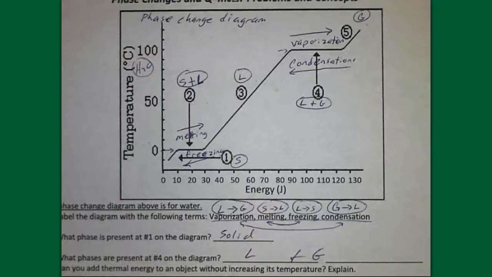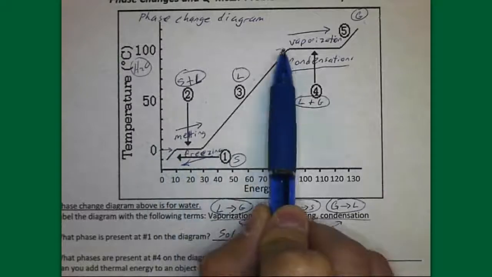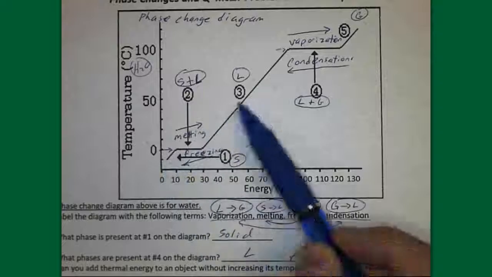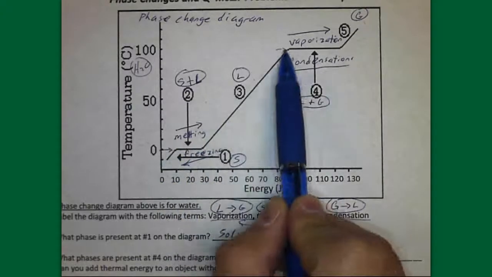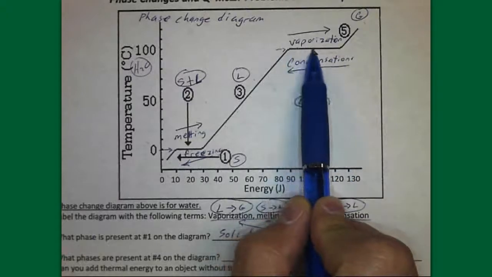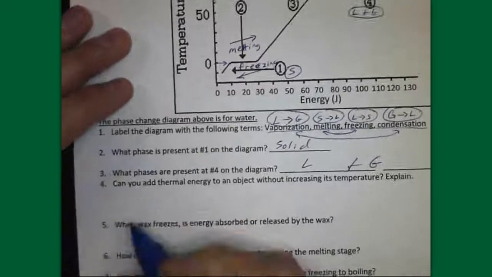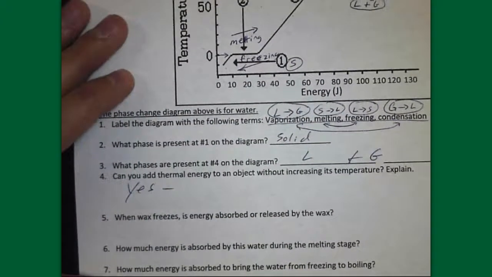Alright, I hope the answer you've come up with is yes, that you can add thermal energy without increasing its temperature. And you'll notice on the graph that there are areas where the temperature does not change. At 1, 3, and 5, there is a temperature change, right? But you'll notice at number 2 and number 4, energy is being added, but the temperature is staying constant. So yes, you can add thermal energy to an object without increasing its temperature.